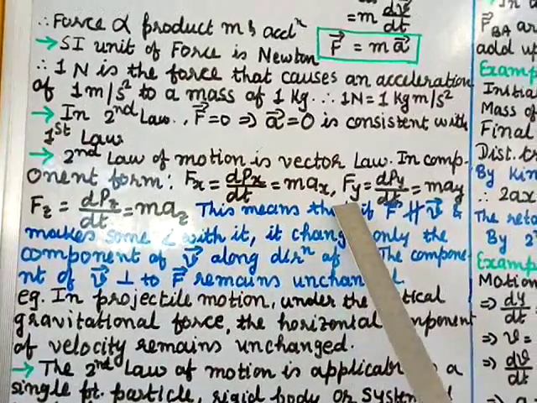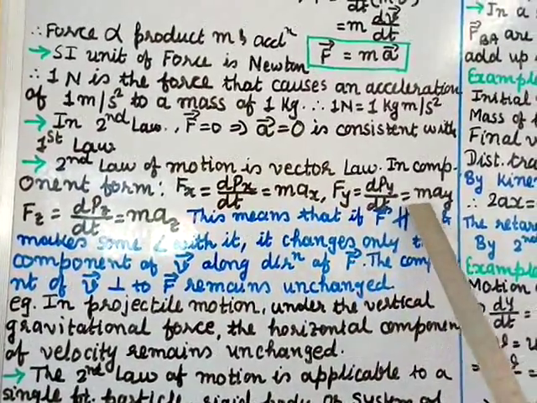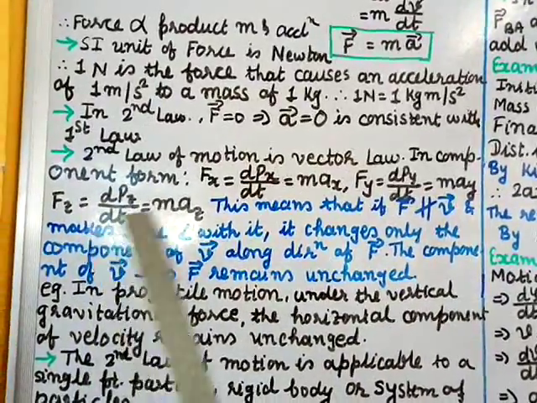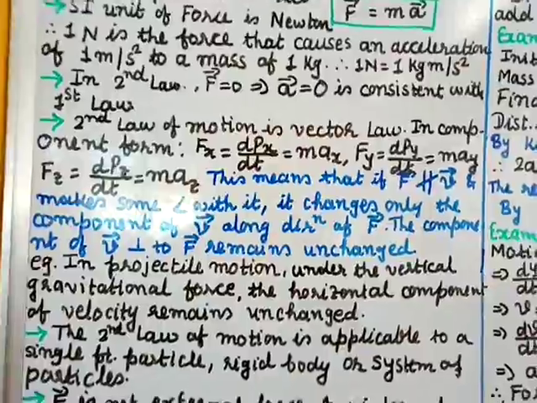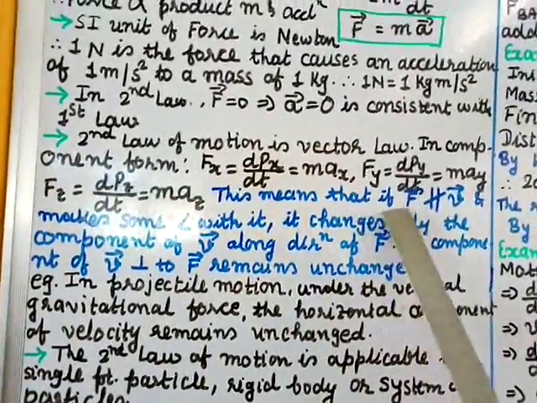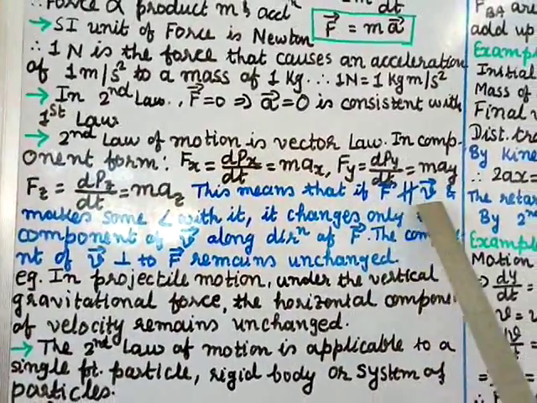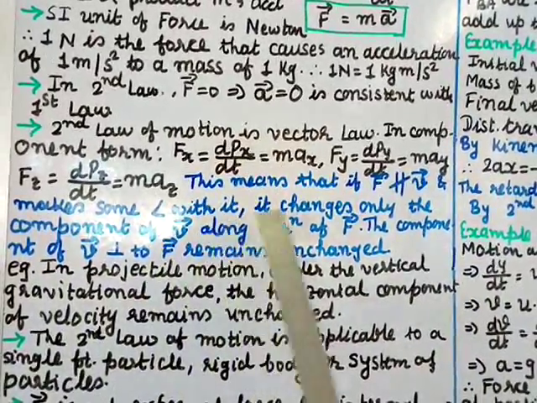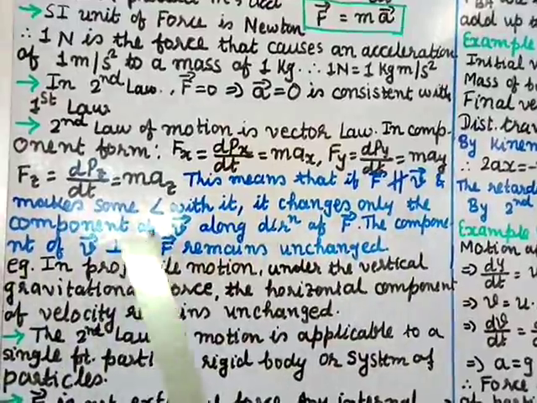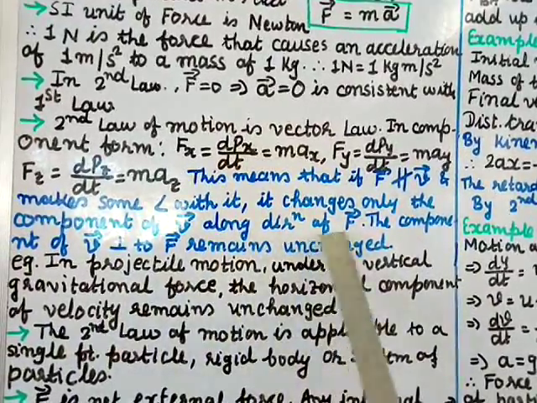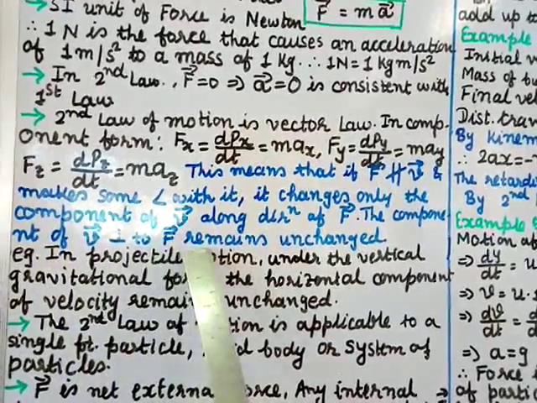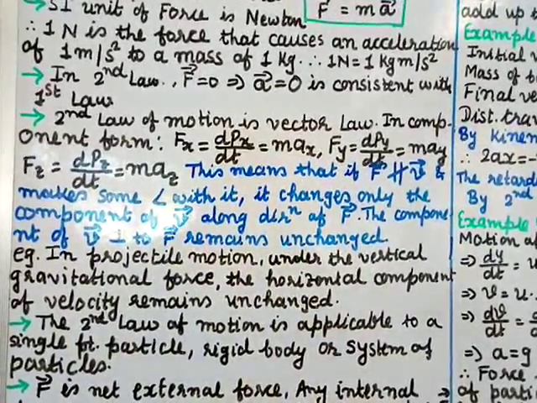Y component: Fy is equal to dpy by dt, equal to may. And z component: Fz equal to dpz by dt, equal to maz. What does this mean? This means that if force is not parallel to v, that is velocity, and makes some angle with it, it changes only the component of velocity along the direction of force. The component of velocity perpendicular to force remains unchanged.